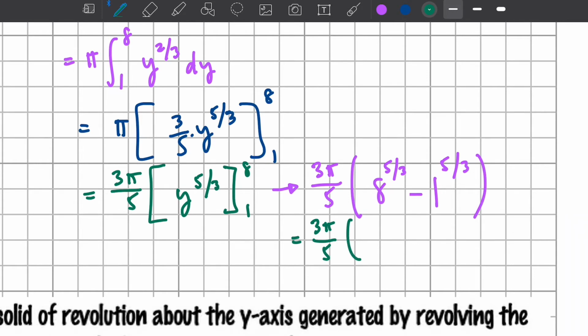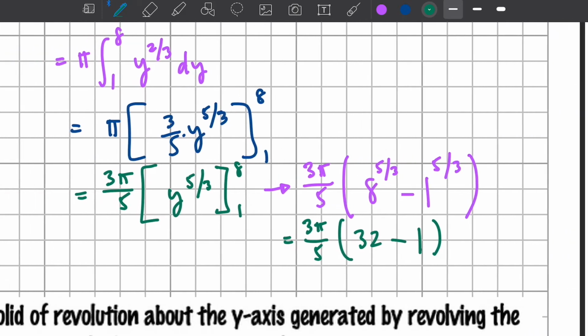Now 8 to the 5 over 3 power means that you have to take the cube root of 8, and then the result, you raise it to the 5th power. So the cube root of 8 is 2. 2 raised to the 5th power is 32. Minus, now 1 raised to any power is still 1. So this is 1.